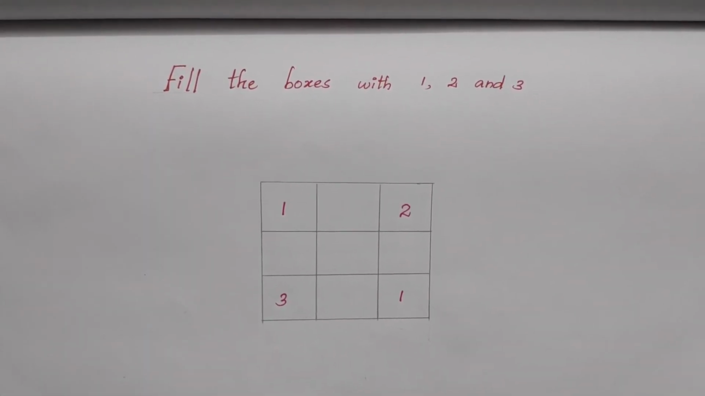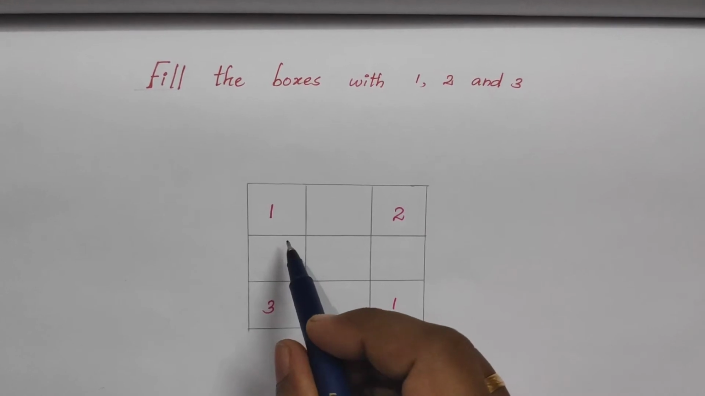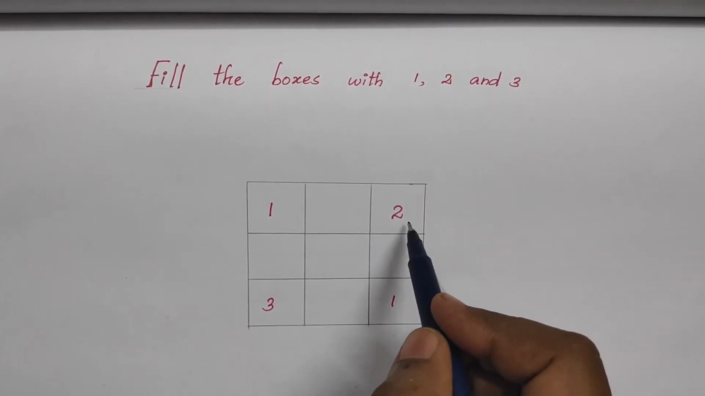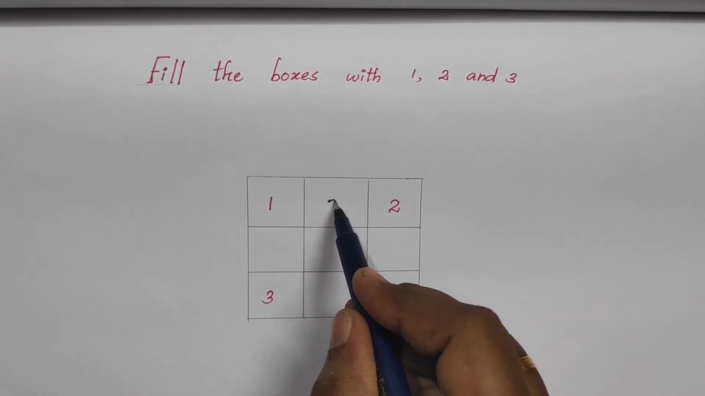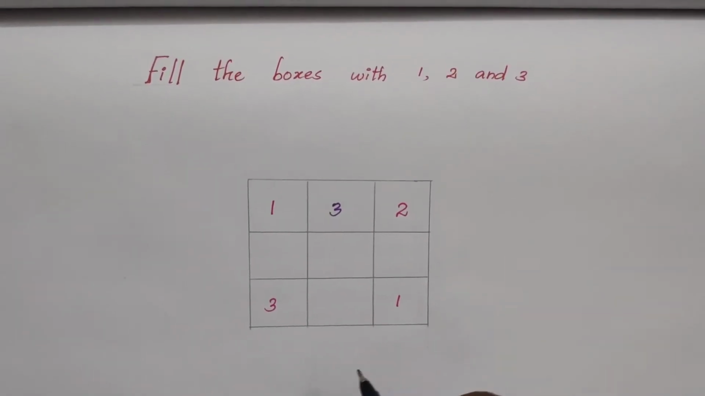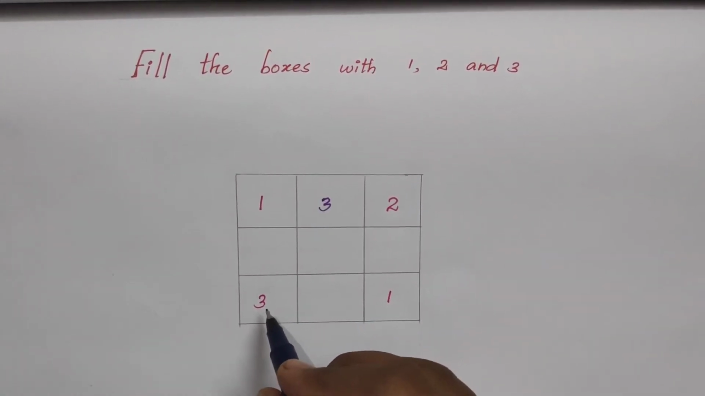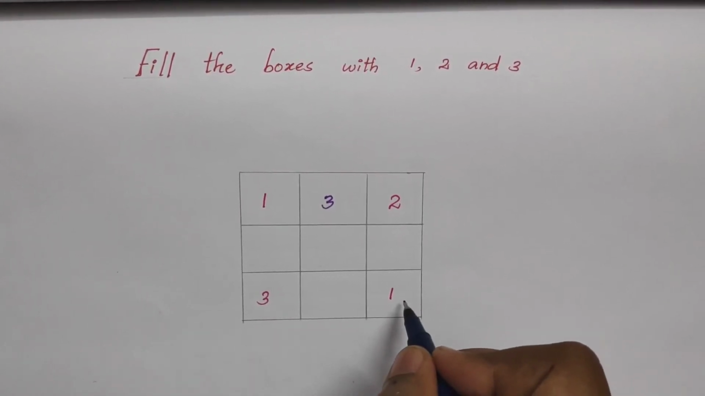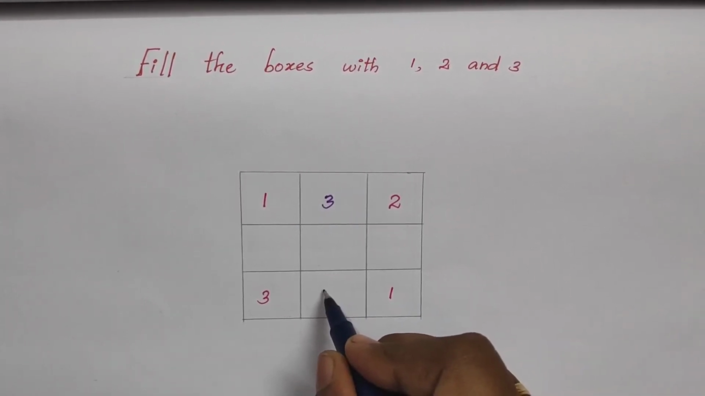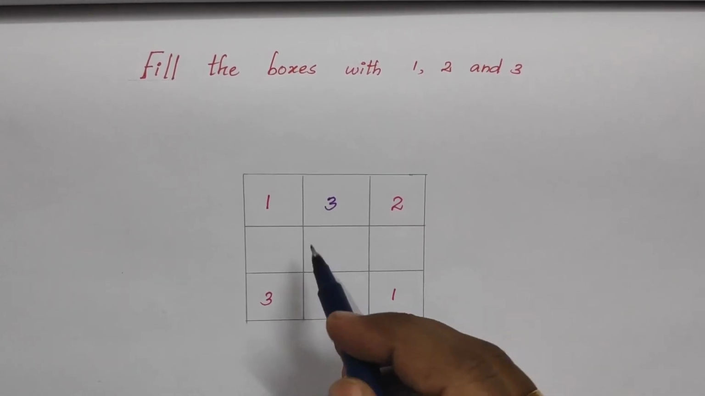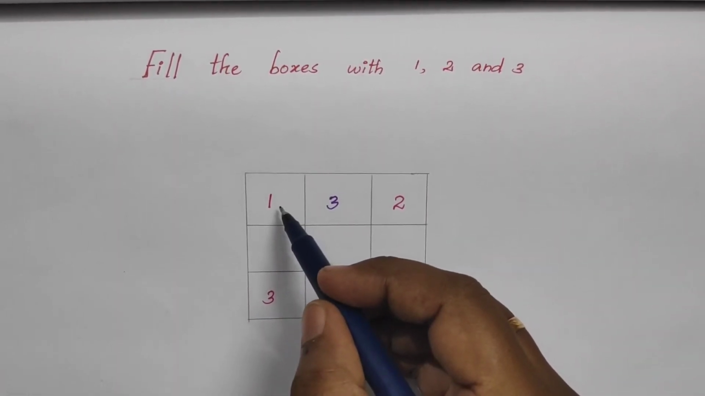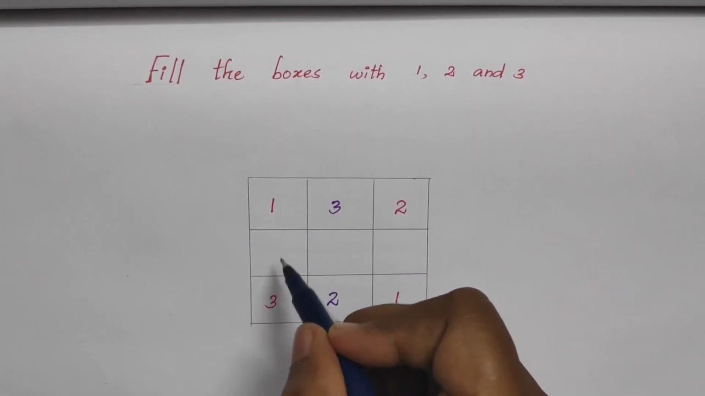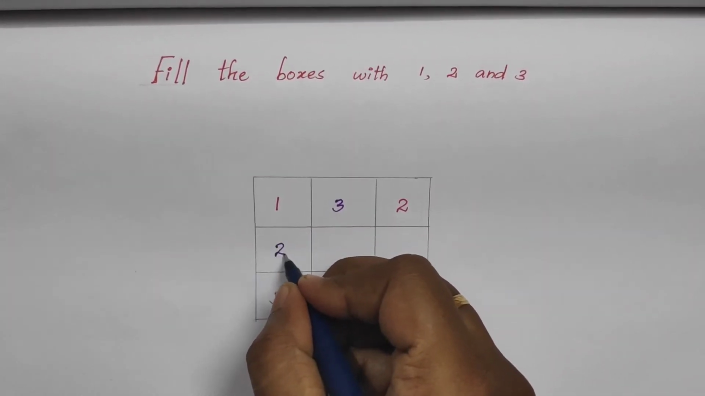So let's start with the rows. In the first row, 1 is there, 2 is there and the number 3 is missing. So let's write 3 here. And in the third row, 3 is there and 1 is there, 2 is missing. So let's write 2. Let's move to the column. In the first column, number 1 is there and 3 is there, 2 is missing. So we can write 2 here.